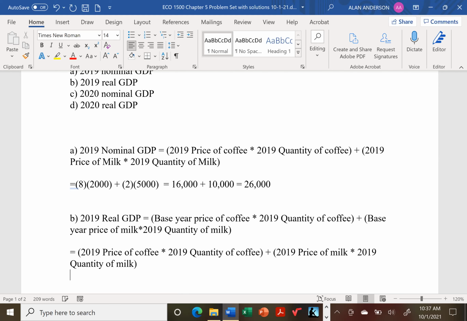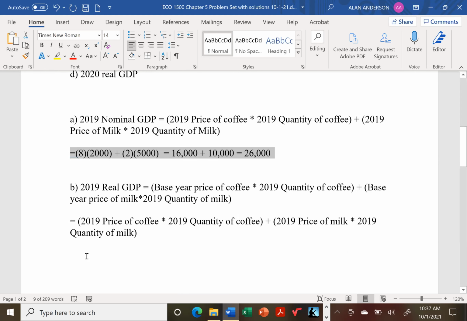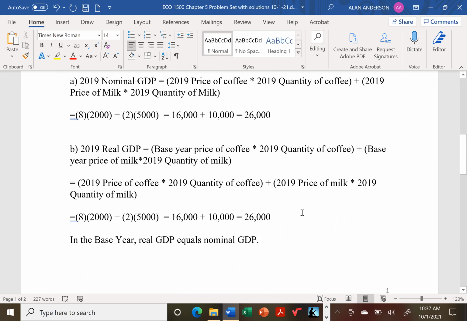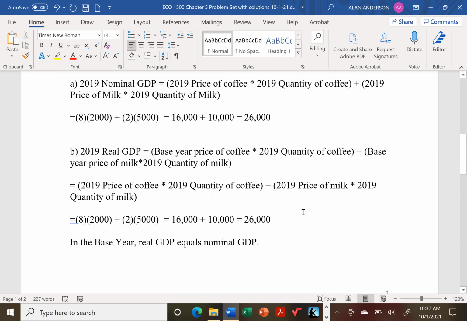And you know what that means? This is exactly the same as what we had up here. So in other words, in the base year, we always find that real GDP equals nominal GDP. So for that 1 year, you really don't have to do the calculations twice. It's understood that you're going to wind up with the same numbers because it is the base year. Now, with all that being said, in 2020, that will no longer be the case because in 2020, we're not in the base year.